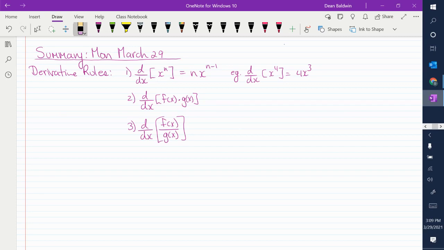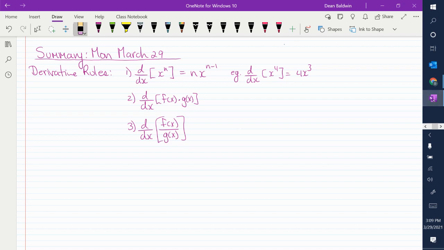Okay, so summary of all the derivative rules we have. We have the general power rule, which is the first one up there. The derivative of x to the n is equal to n times x to the n minus 1. So the simple, straightforward one would be like x to the power of 4. All right, you drop the 4 down, take 1 away, you have 4x cubed.